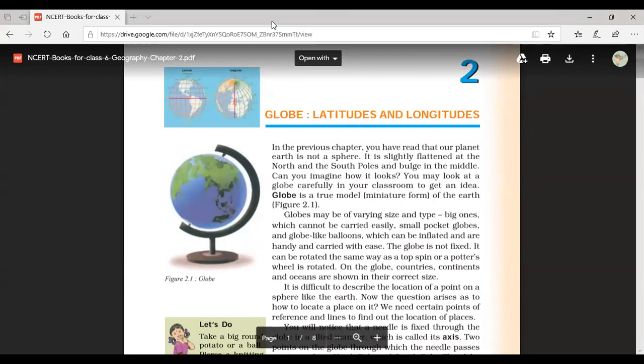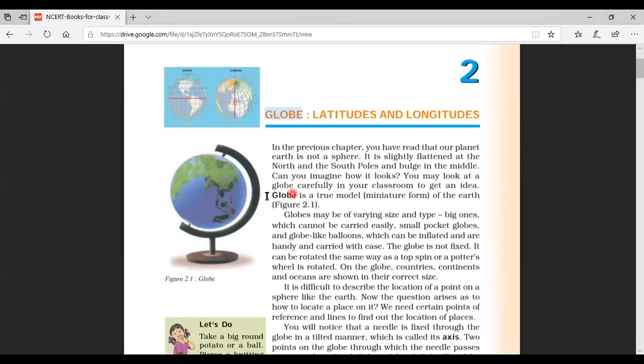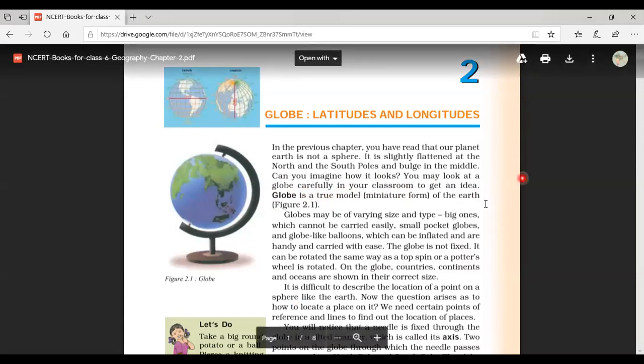Let's begin. What is a globe? We can say that a globe is a miniature model of the Earth. This is how we can describe a globe. So a globe is a true model of the Earth in miniature form. You can see a globe in this picture, and we know that the globe is not fixed, just as the Earth is not fixed.